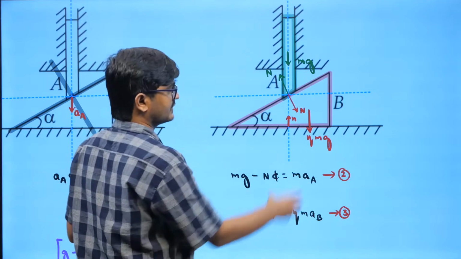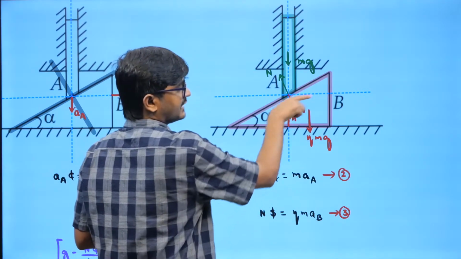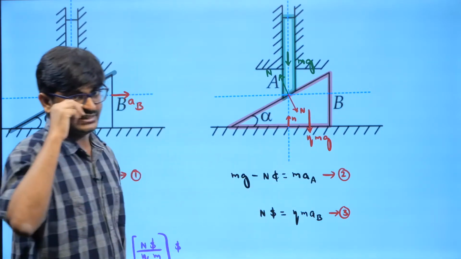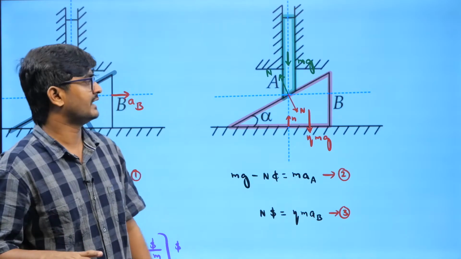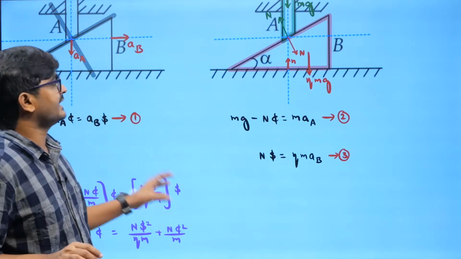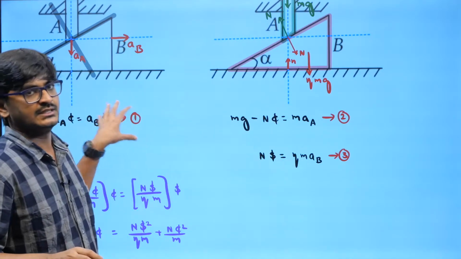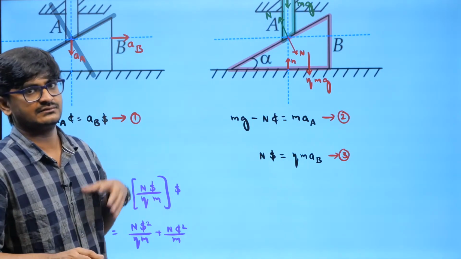Normal sin theta equal to mass of the wedge times acceleration of the wedge. So these are the three equations because we have three unknowns: normal, AA and AB. So we have written three equations. Now you need to pay attention to these three equations. If you understood these three equations, then everything is done.